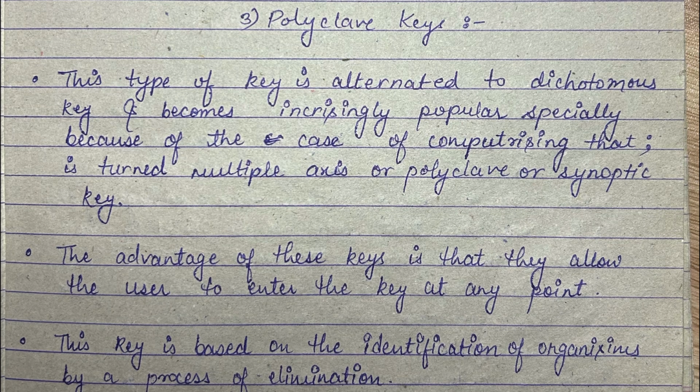The next key is the polyclave key. This type of key is an alternative to the dichotomous key and has become increasingly popular, especially because of the ease of computerizing. It is termed a multiple axis, polyclave or synoptic key. The advantage of these keys is that they allow the user to enter the key at any point. This key is based on the identification of an organism by a process of elimination.